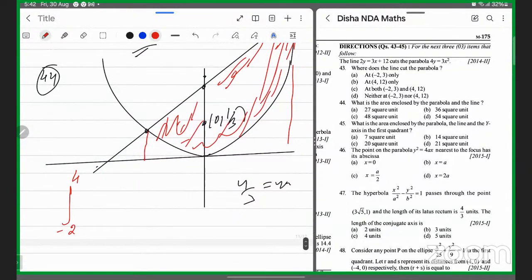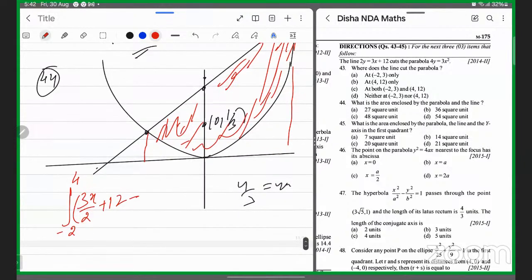Up to 4 you have to integrate. Upside is the line, so the line is 3x by 2 plus 12. Downside is the parabola, minus the parabola, 3x square upon 4 dx. Integrate it, you will get the answer. 3x by 2, yeah, very good. 6 to 12, 6. Integrate it, you will get the answer. Understood? For 44. So 43 and 44 are good questions for you.